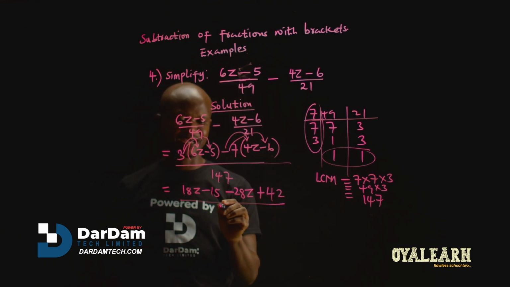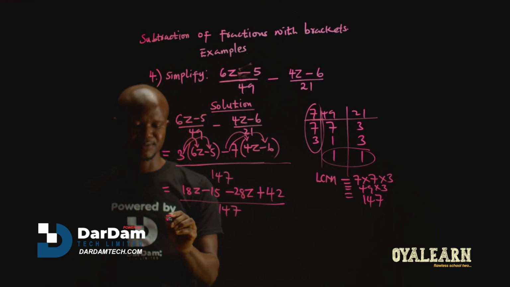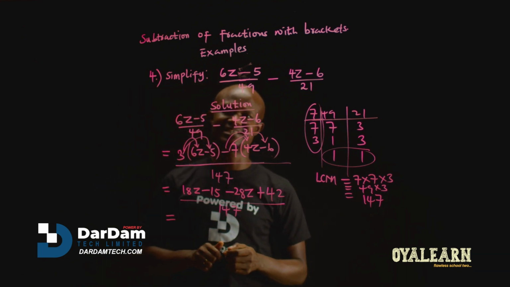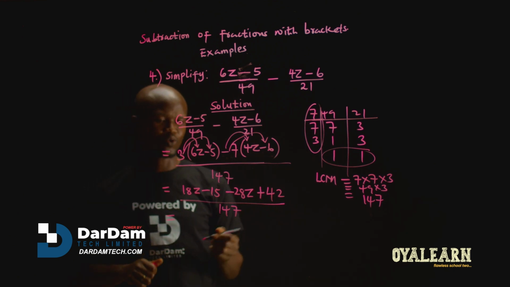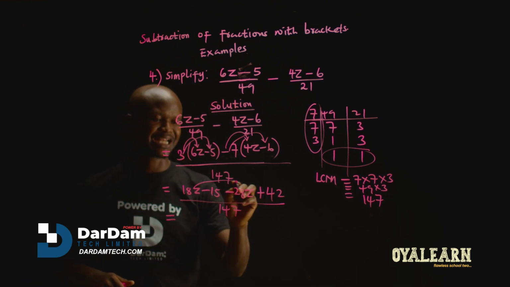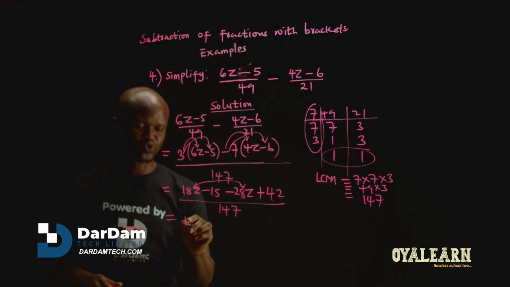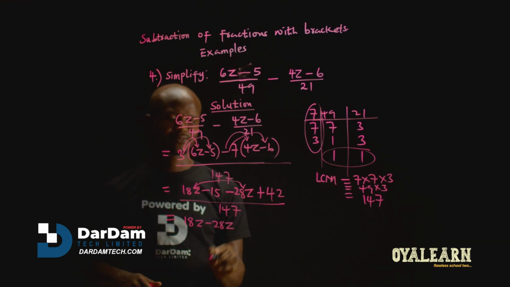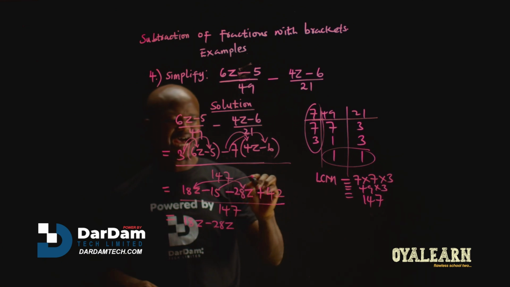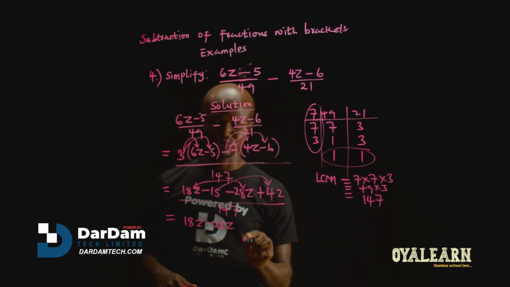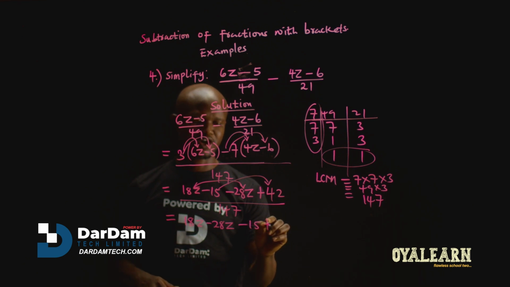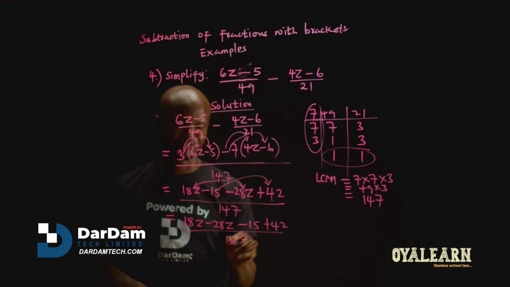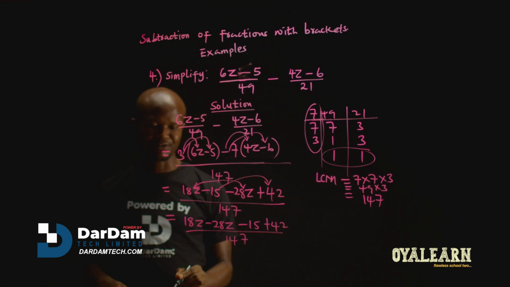So everything divided by 147. How do we simplify further? Collect the like terms at the numerator. Bringing those that look alike together. The first one, 18z, then minus 28z. Then we bring minus 15 and plus 42 together, minus 15 plus 42, then divided by 147. What are we going to have?